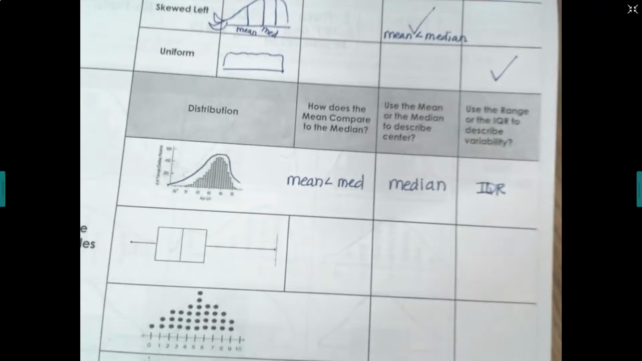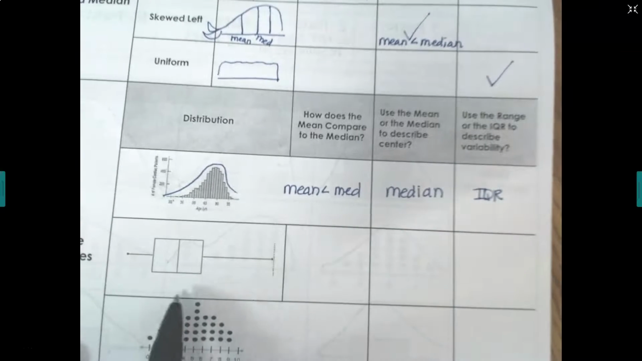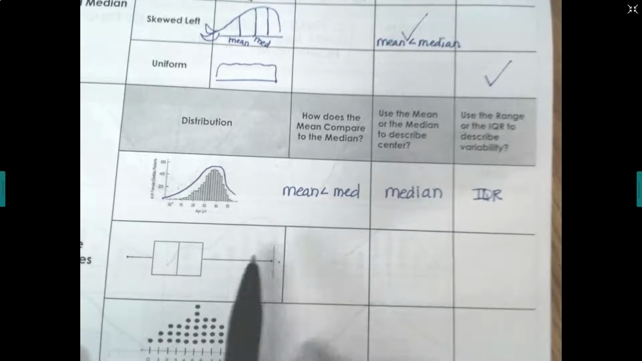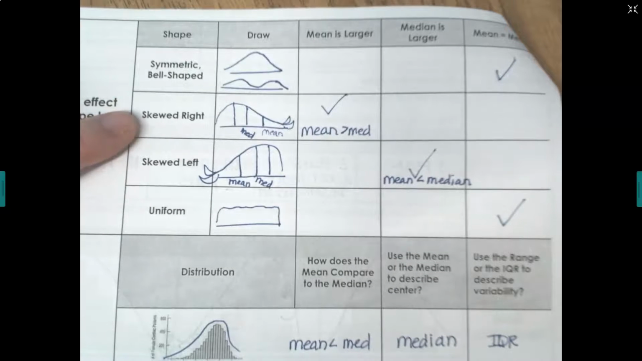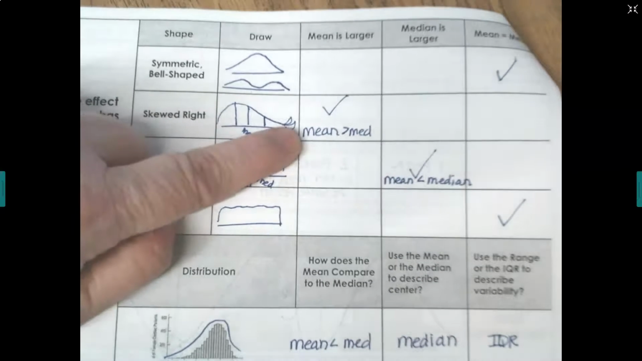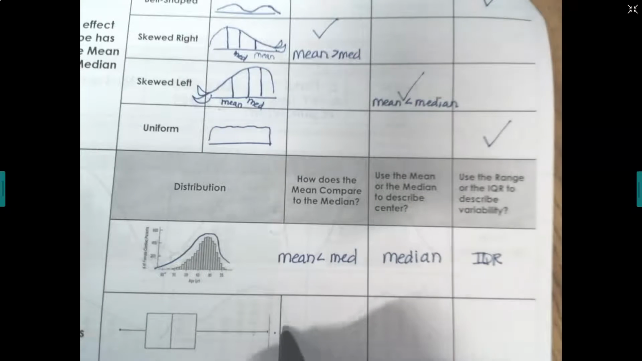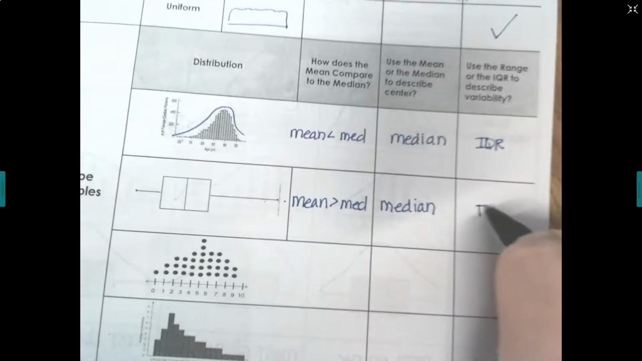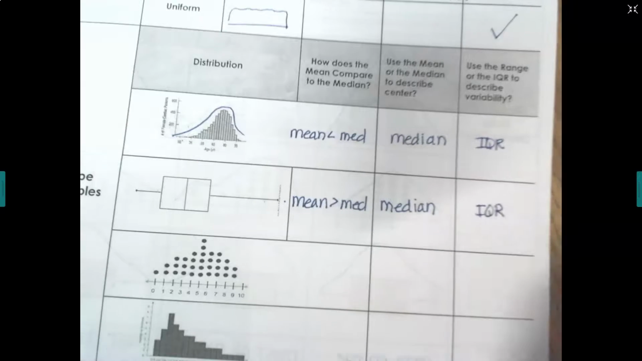All right, let's try this again. I'm looking at this box and whisker plot and I'm noticing this right tail is longer. That means it's right skewed. So when I look at the right skewed, that means the mean is greater than the median. Anytime you have skewing, you want to use the median to describe your center, and you want to use IQR to describe your variability.